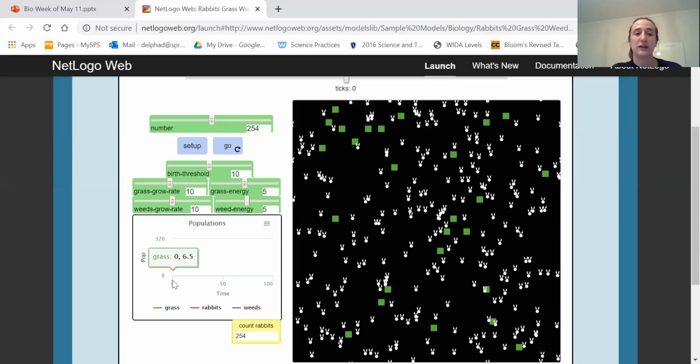This graph down here is where you're going to find your data information. So at time 0, the number of weeds is 0. At time 0, the amount of grass is 6.5.